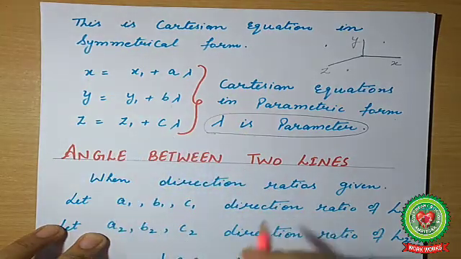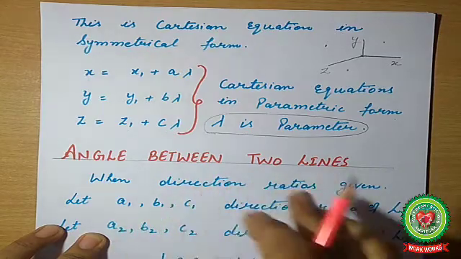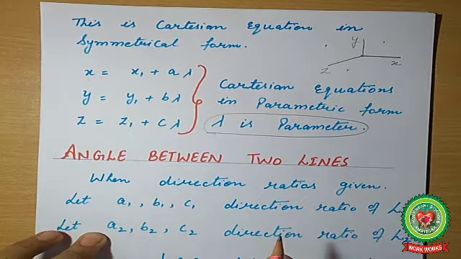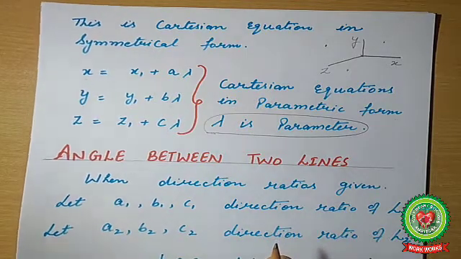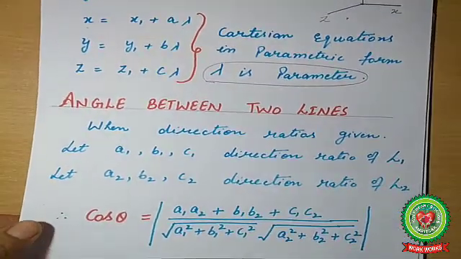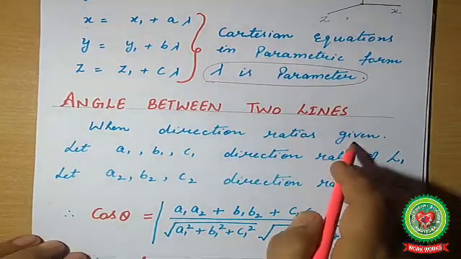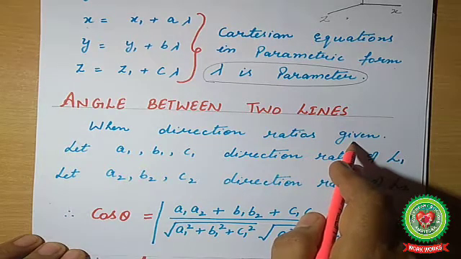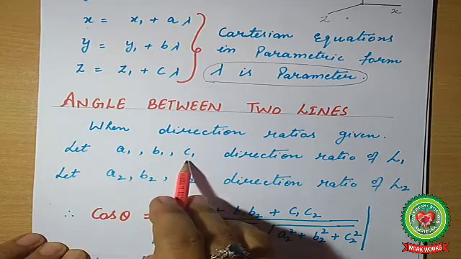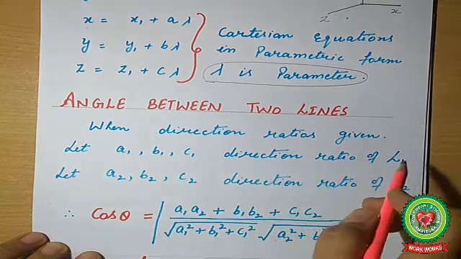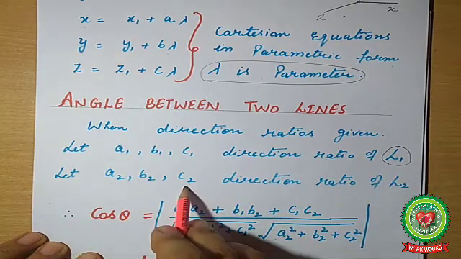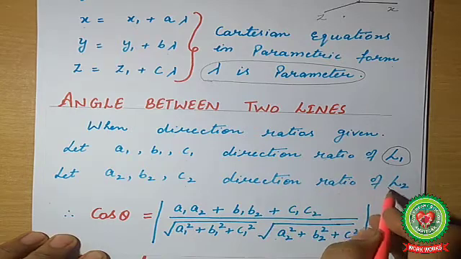Now, when two lines intersect in space, some angle will definitely be there. So in this topic, we will also learn how to find the angle between two lines. Now, when direction ratios are given, what is the formula for the angle? Let a1, b1, c1 be the direction ratios of the first line and a2, b2 and c2 be the direction ratios of the second line.